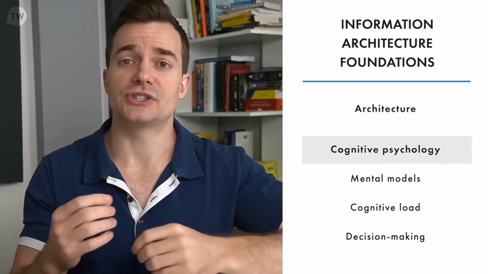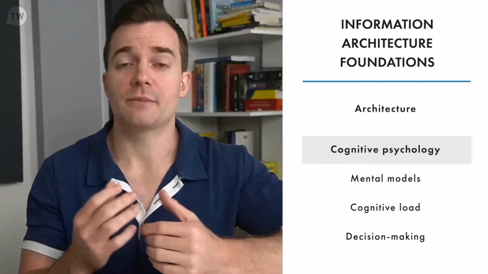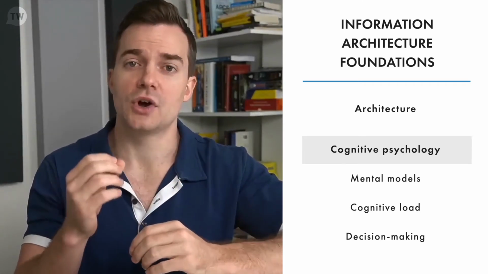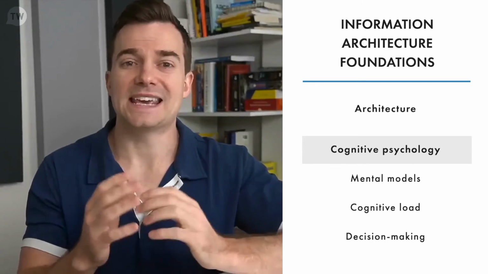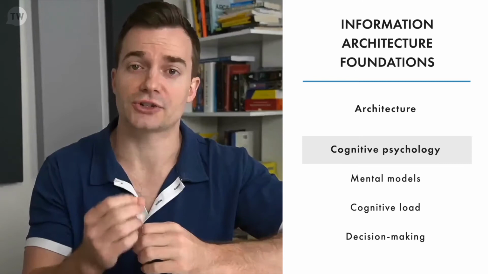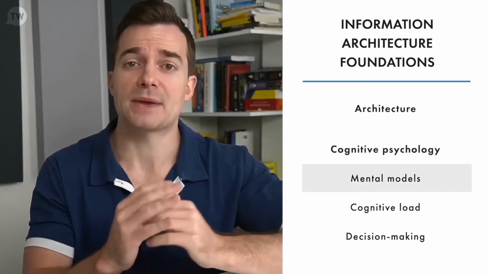Cognitive psychology is the study of how the human mind works, including the mental activities that take place in the brain and the different factors that influence human perception. Information architects rely on cognitive psychology to organize information within their products. Key elements of cognitive psychology that are the most relevant for information architecture include mental models. Mental models are assumptions that people have in their minds about how the world works.